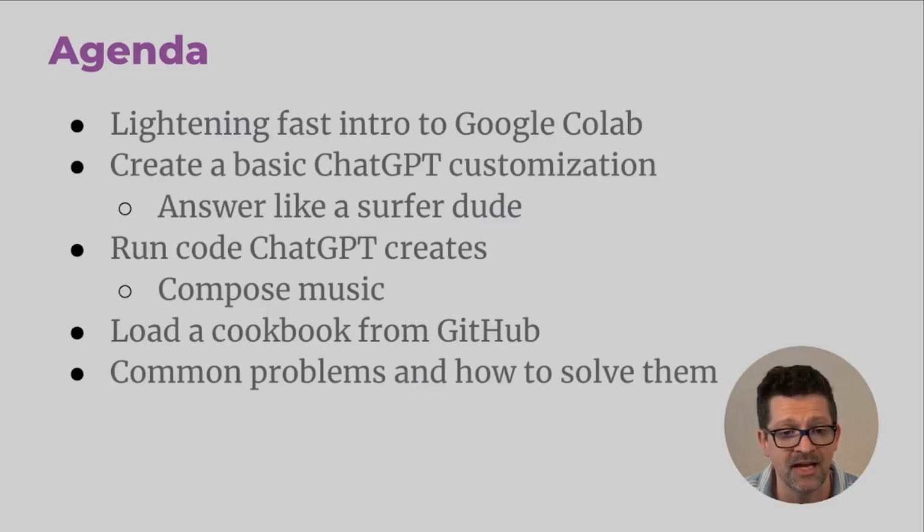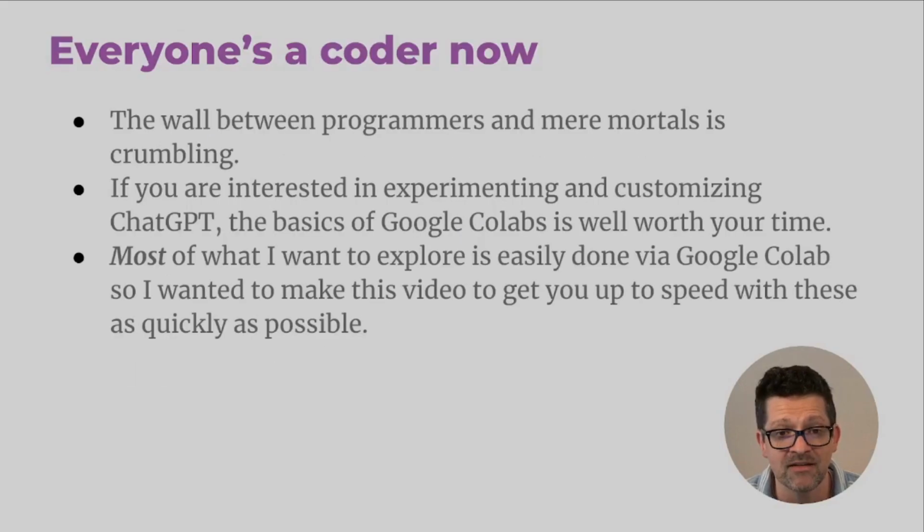So today I'm going to do a lightning fast intro into Google Colab, what it is, the basic interface. We're going to create a basic ChatGPT customization, and we're going to get it to talk like a surfer dude. We are going to run some of the code that ChatGPT has created for me. The example here will be creating some music, some melody files. And then we're going to load up a cookbook from GitHub so you can see how easy it is to load code into Google Colab so you can manipulate it and copy and paste it. And we're going to look at some common problems and how you might solve them.